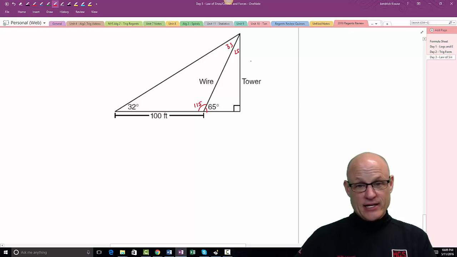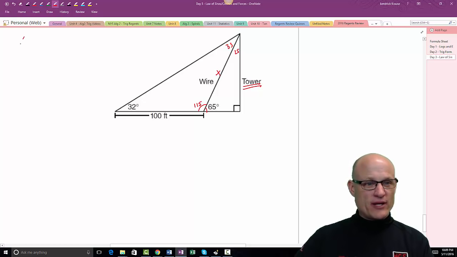All right, I think I got it right. 90, 90. And then, let's see, that's 65. And then, okay, so I got it all. And they eventually want the height of the tower. But again, in order to find the height of the tower, we got to go in between the side they share. So I'm going to put x over the sine of 32 is equal to, the only thing I have is 100 over the sine of 33.